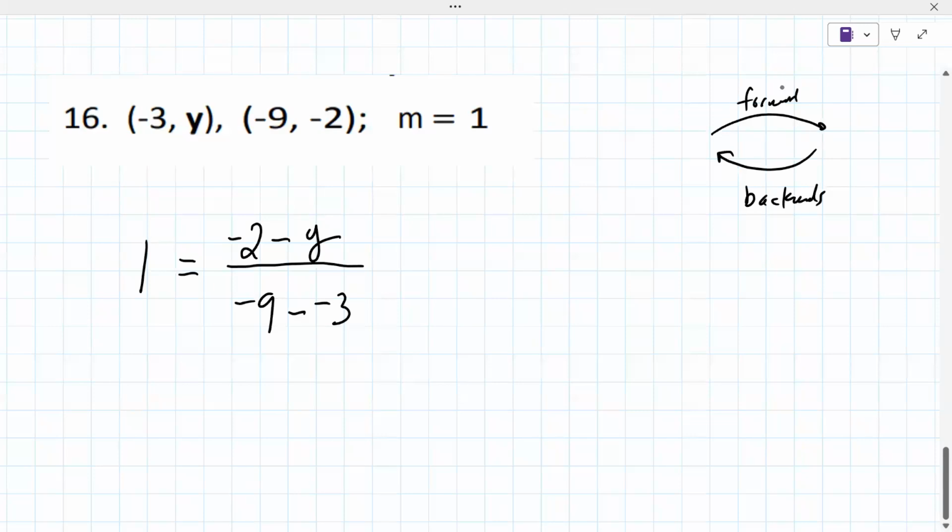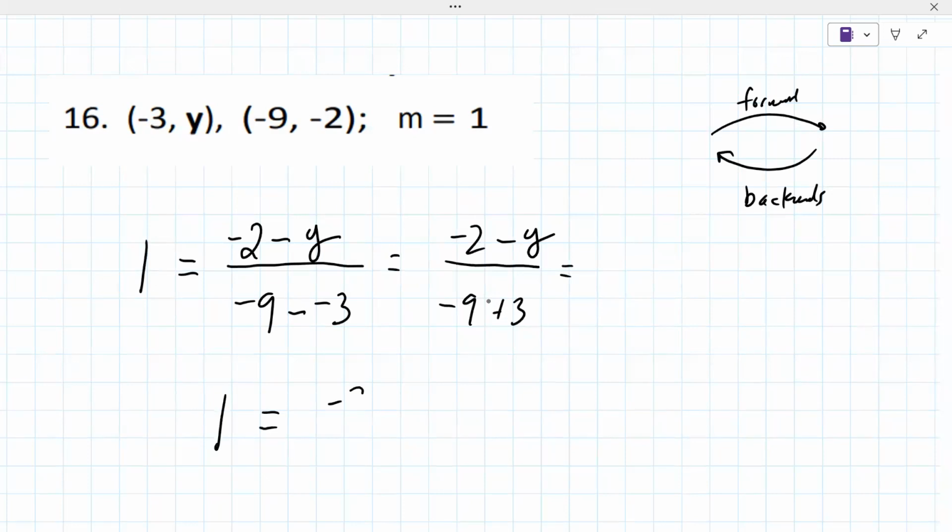All right. So on the bottom here, this becomes -9 plus 3. On the top, it's just -2 minus y. What is minus 9 plus 3? -6. The equation is 1 equals -2 minus y over -6.